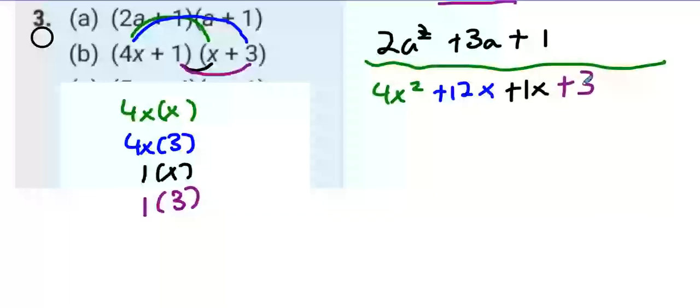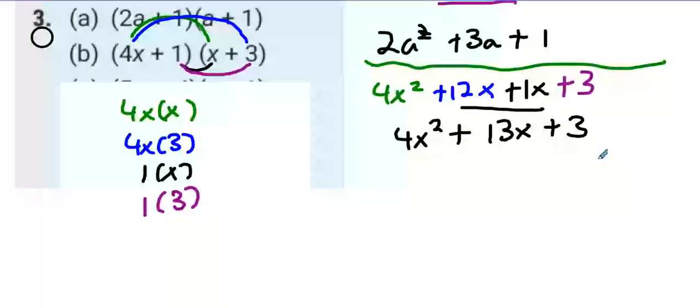Then after that, what happens when you add them together? In the middle, 4x squared plus, what's 12x plus 1x? So 12 apples plus 1 apples is 13 apples, not 13 apples squared, so just 13x. And then the part at the end, just 3. Is that all right?